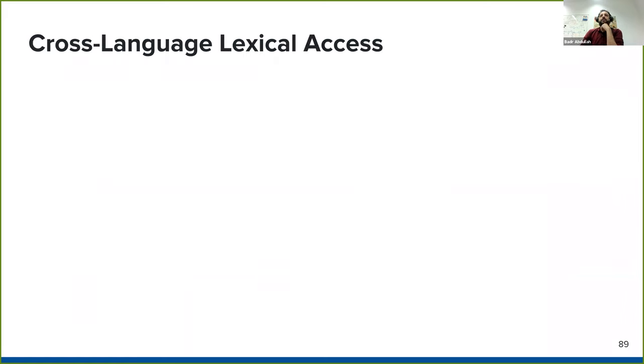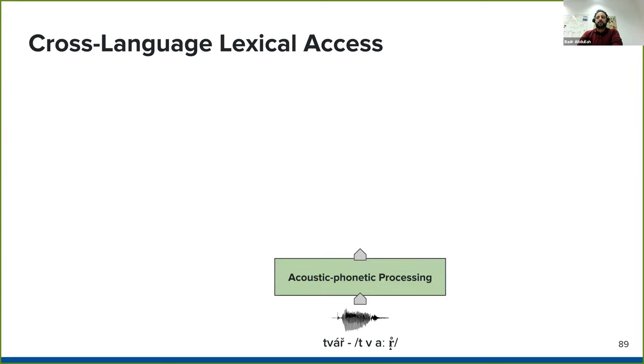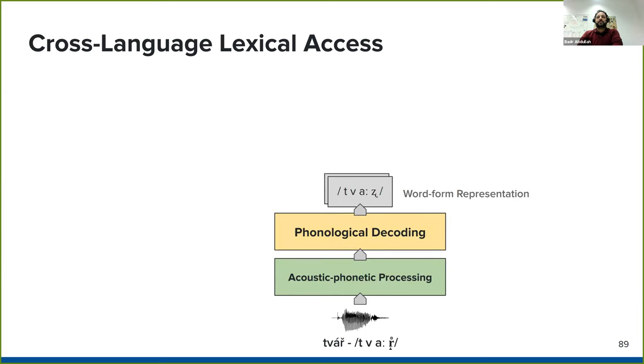So here we could ask the question, why would anyone who doesn't speak another language be able to kind of guess what that word is when they hear it? And this is an example of cross-language lexical access. So here, if we start with the spoken stimulus, we can conceptualize this lexical access as a process that starts with the acoustic phonetic processing of the incoming speech signal, followed by the phonological decoding that will probably activate some word form representation.